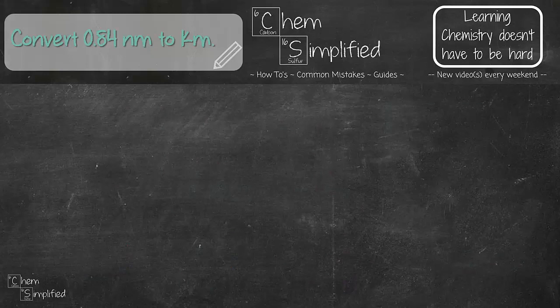We went through 3 examples together. So how about you try one on your own? Try converting 0.84 nanometer to kilometer.